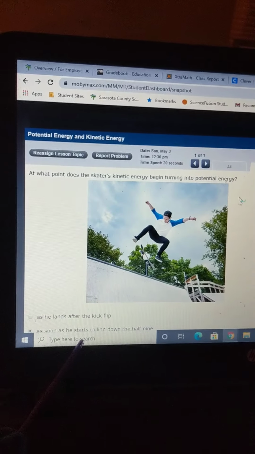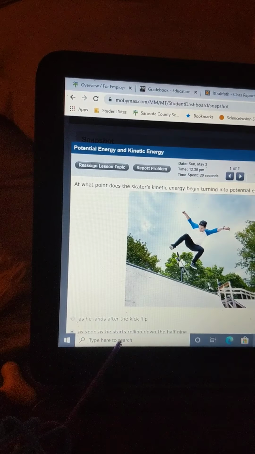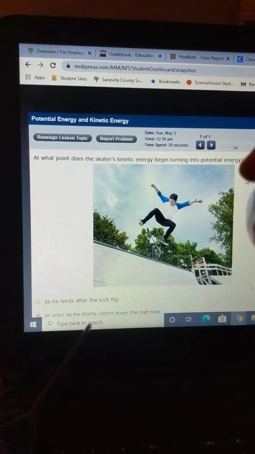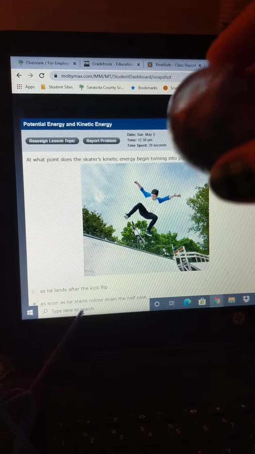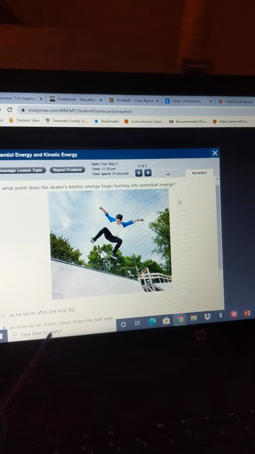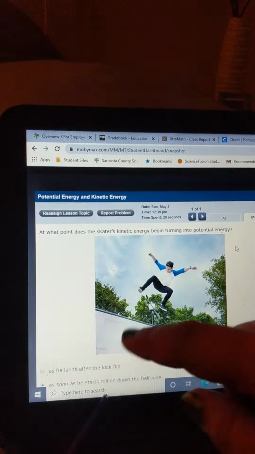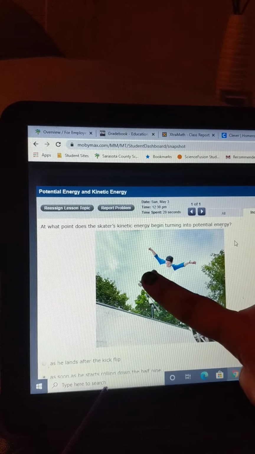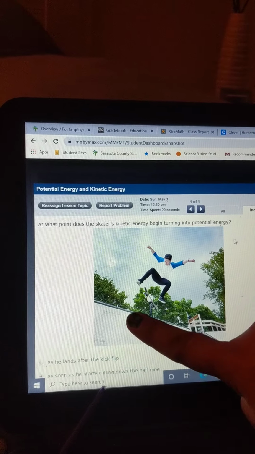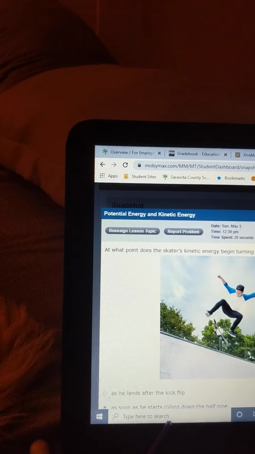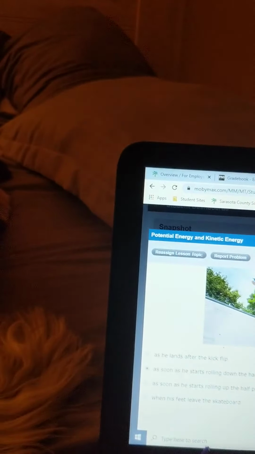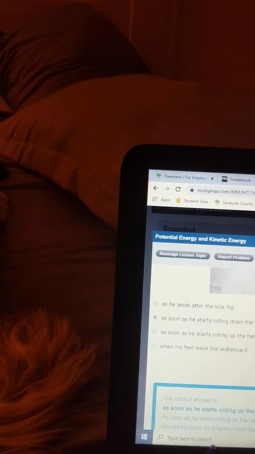Well, it turns back to potential when you pull the skateboard back up that ramp. If you pull it back up, you're giving it potential energy because then, here's my ball, he has the energy to roll back down. So the skater, he goes down, it's kinetic. Pulling him back up, it's potential. And that is the correct answer. Whoever did this one got it wrong.